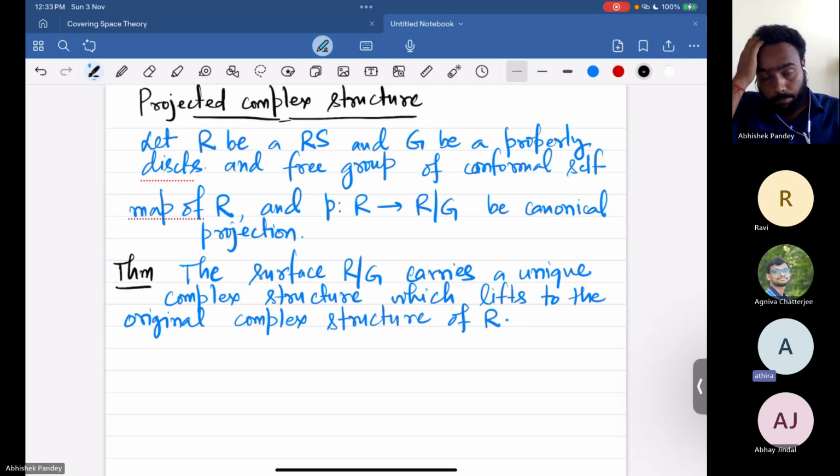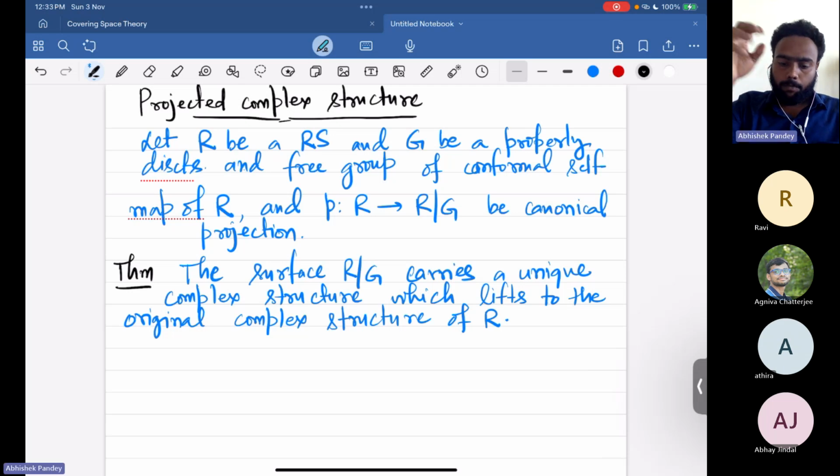Actually, in this case, we are using the properly discontinuous action of G on R to define the structure of the orbit space R modulo G.